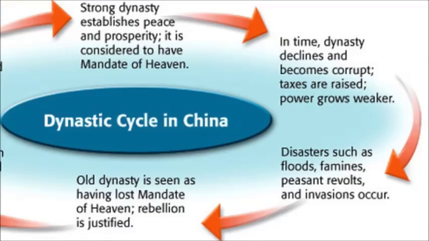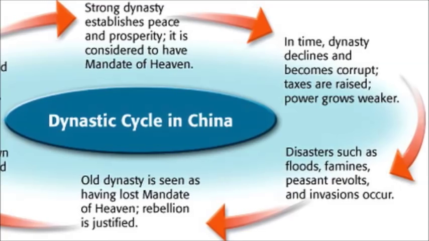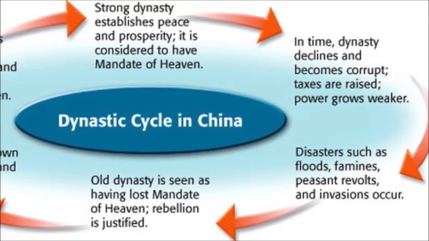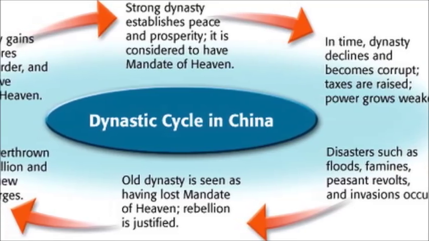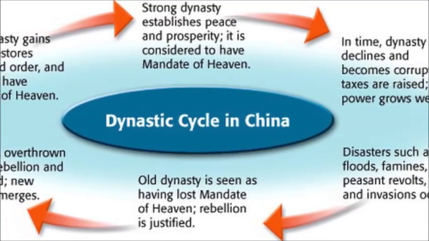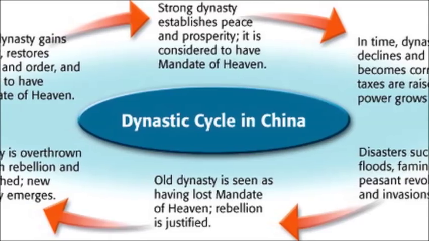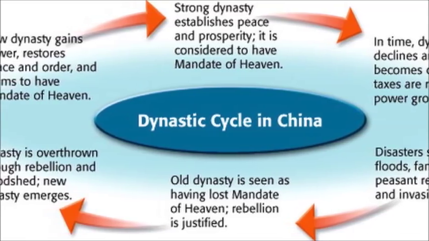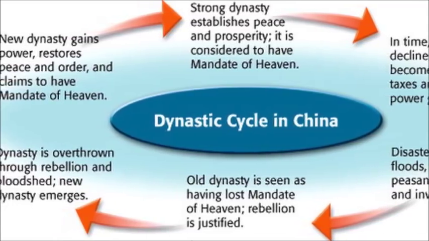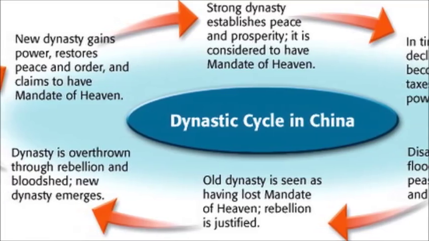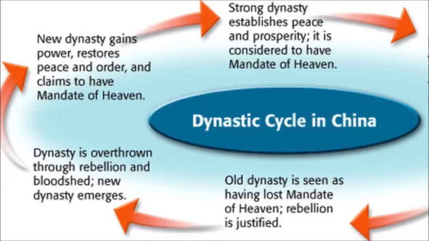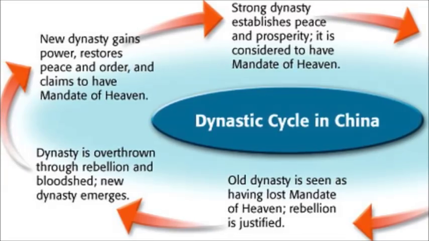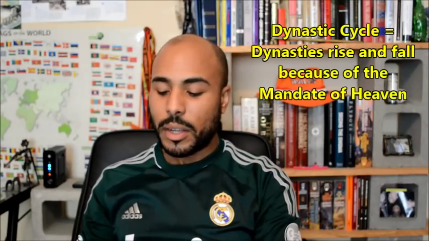As you can see in this graphic right here, the dynastic cycle starts when a new dynasty takes power. Things go good for a while, but then eventually the dynasty declines. When the dynasty declines, disasters happen. There's a lot of upheaval and bloodshed. Eventually a new dynasty comes to power, and the whole process starts over again. Okay, so the mandate of heaven is really important to the dynastic cycle. And it was pretty successful because it lasted 3,000 years.